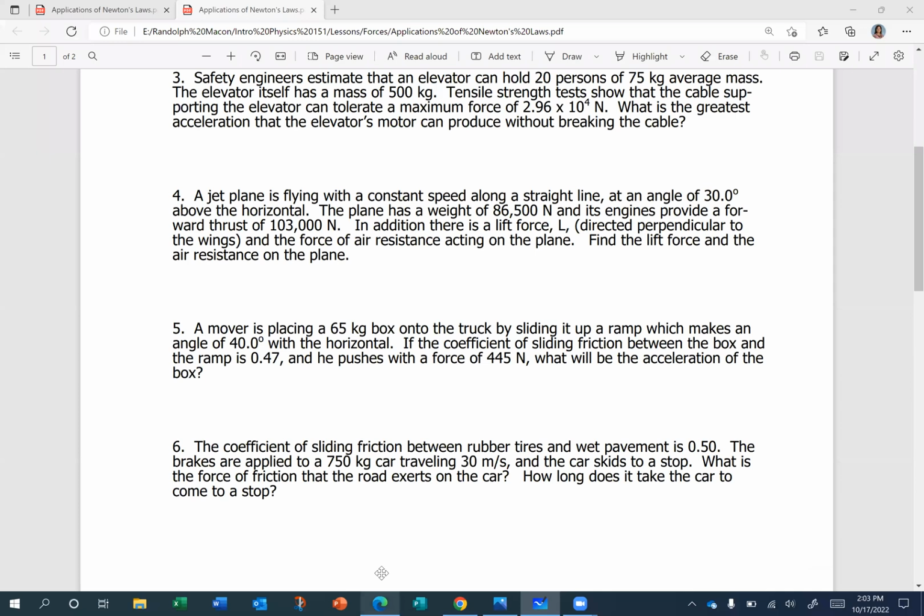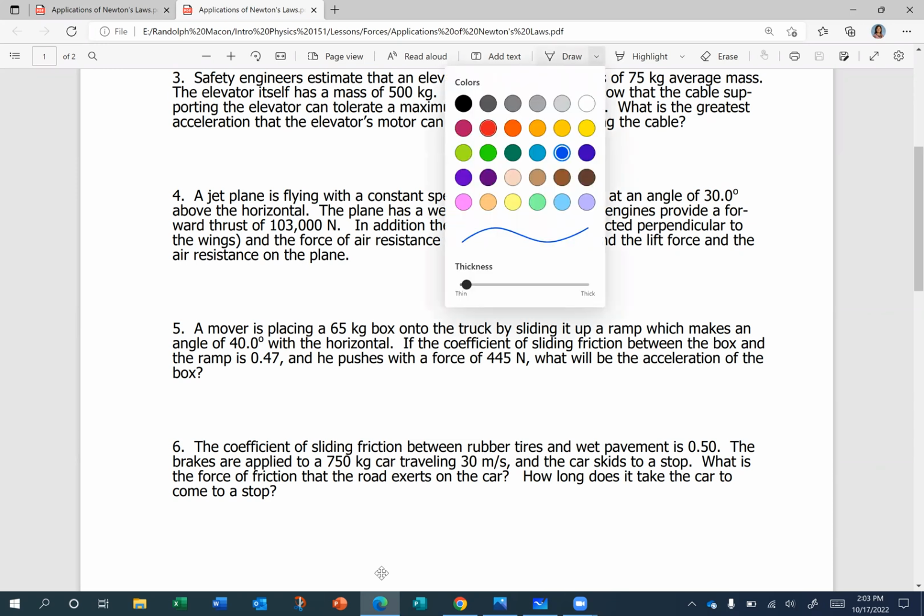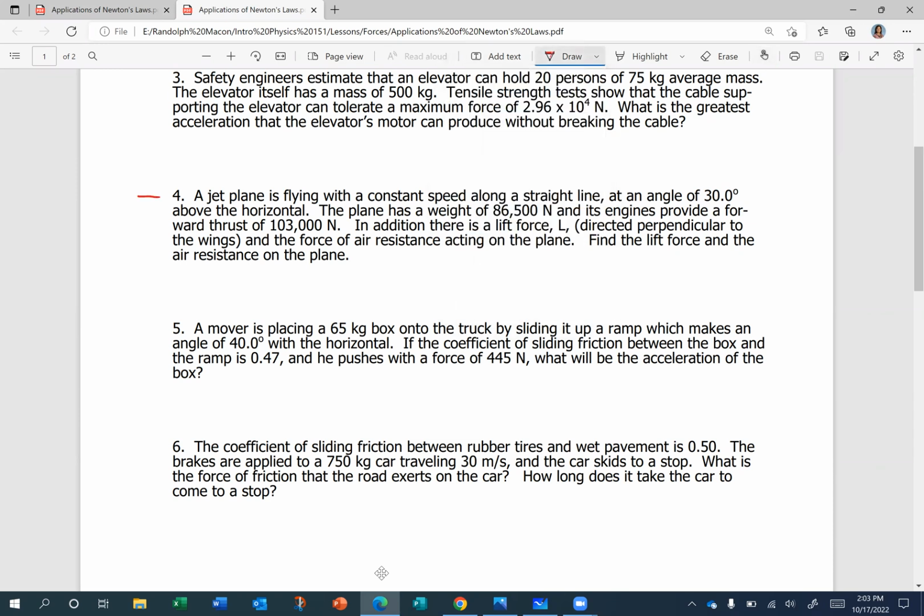All right, we're going to work on solving problems with forces at angles, using Newton's laws to solve problems with forces at angles. So we're going to take a look specifically at problems number 4 and 5 on the applications of Newton's laws worksheet.